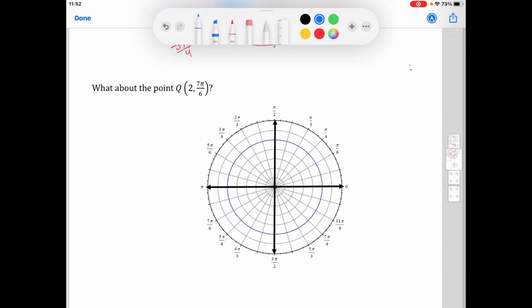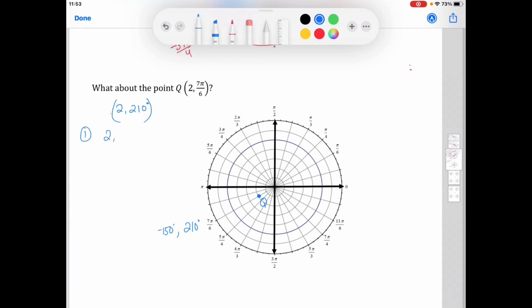So it says, what about the point Q, 2 comma 7 pi over 6? So again, convert it into degrees. So it's 2 comma 210 degrees. If you feel comfortable working in radians, please go for it. So that's 210 degrees, and I'm going to write this was my counterclockwise angle. My clockwise angle would be the same thing as negative 150 degrees, right? So that would give you your 2 points. So 7 pi over 6 or 210, and your r is 2, means you're going to go out 2 from the pole, 1, 2. So that is where your point Q is.